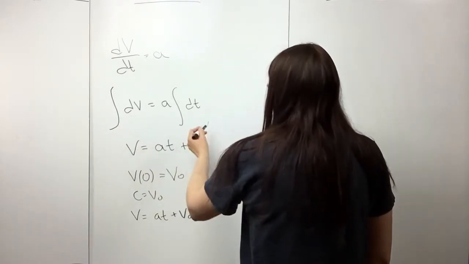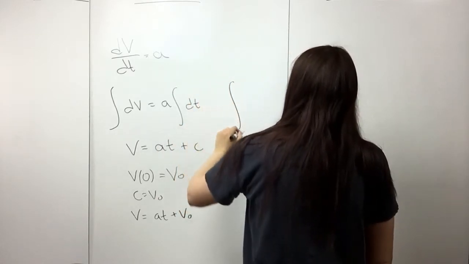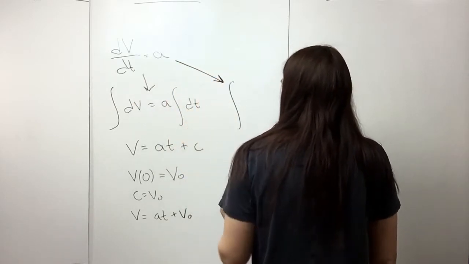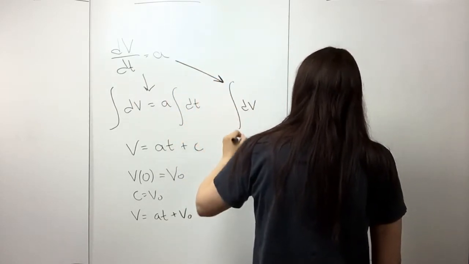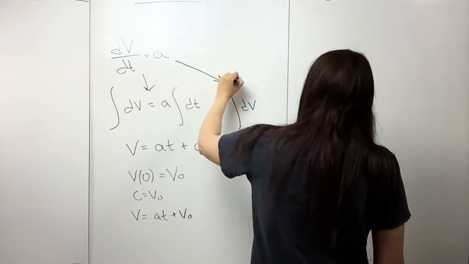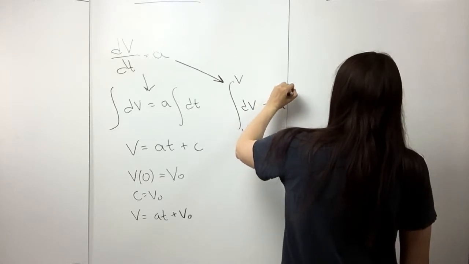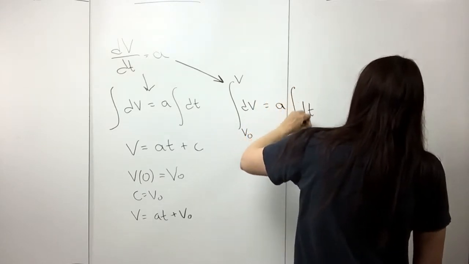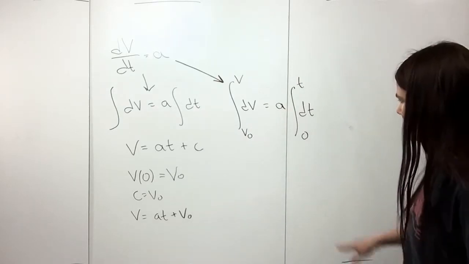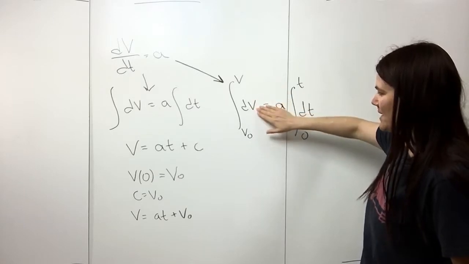The other way that you can integrate this is you can apply the limits. So you can say dv, and this is from v naught to v, is equal to a dt from 0 to t. This is what I'm talking about where things kind of get sloppy.